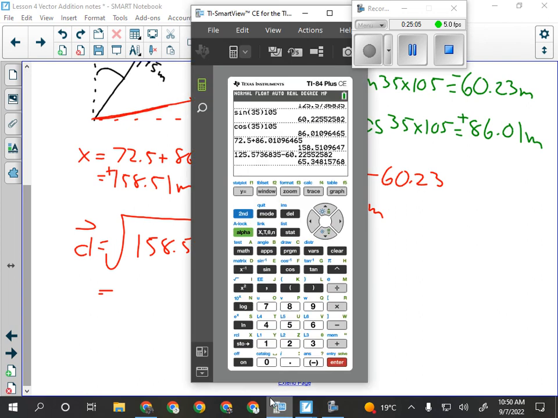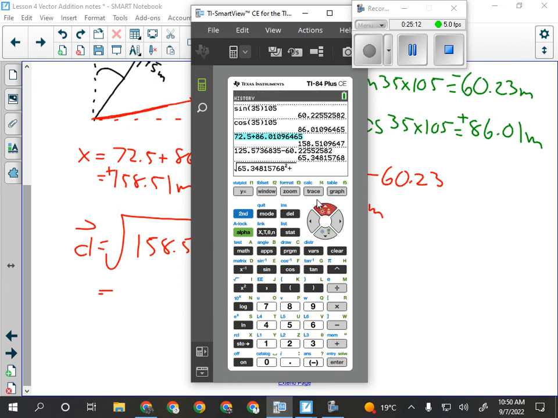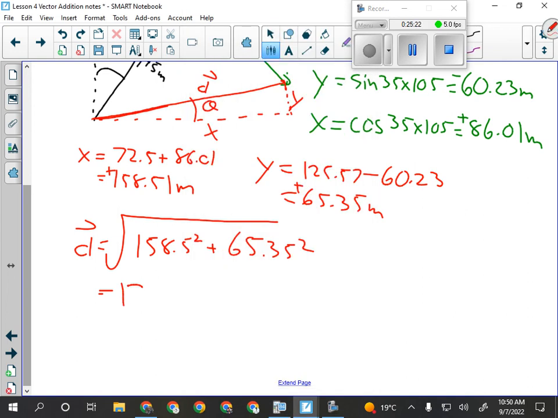Do I need to keep all the decimals again? Yes. Okay, so 171.453 meters. That doesn't have a positive or negative on it because it's angled. So what do I need? I need the direction. I need the angle, right? It's a vector quantity, so I've got to calculate what's theta.